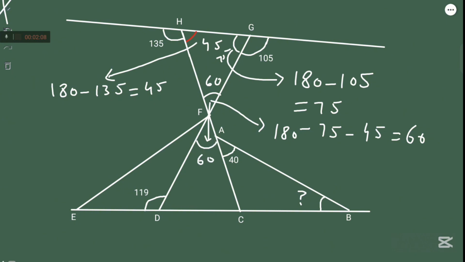Okay, and if we look here, this is also a linear pair, so we can find this angle here. This angle should be 180 minus 119. Okay, so this should be equal to 61. Okay, so this is 61.